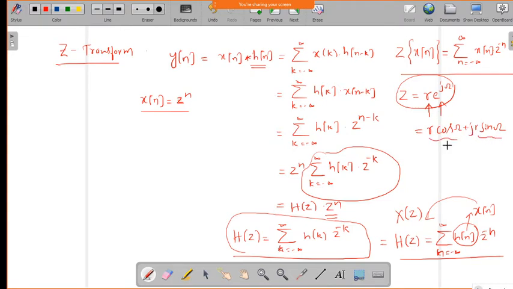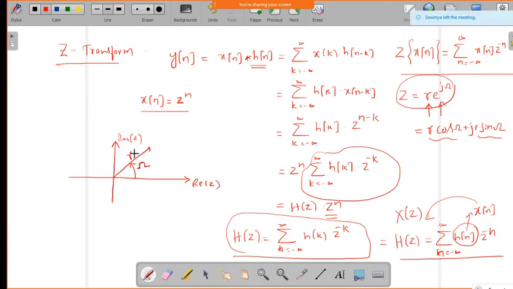Now if you represent this in the complex z plane, you will have the imaginary part of z and the real part of z. This will be the magnitude, which is r, and the angle, which is omega. The angle from the real axis to this vector represents the angle, and this r will be represented as the magnitude of the z transform.